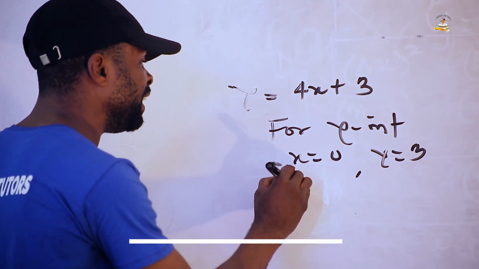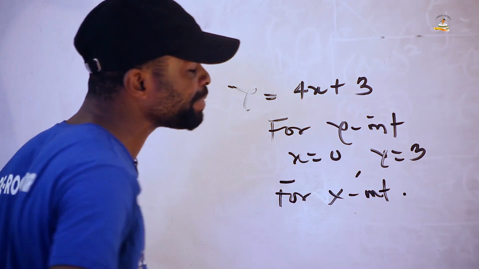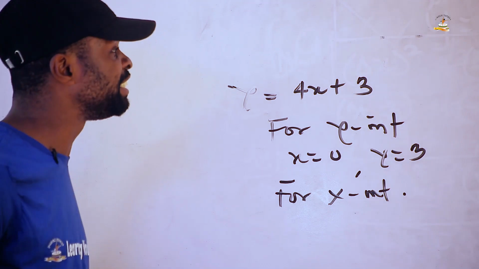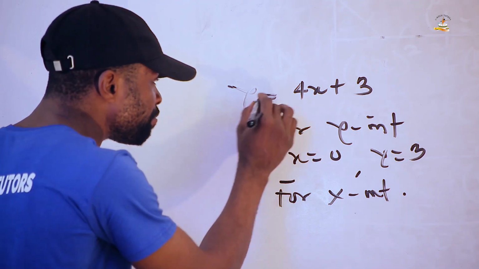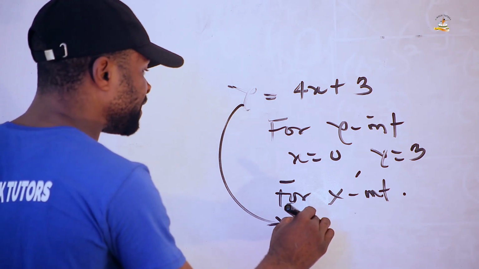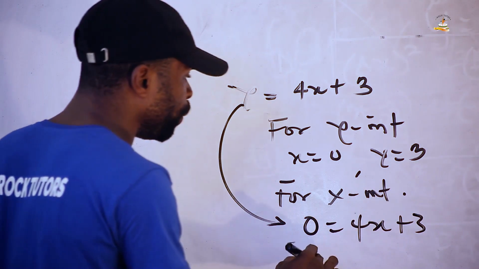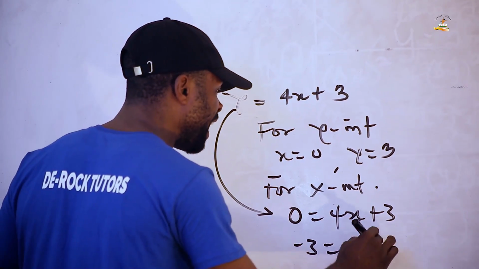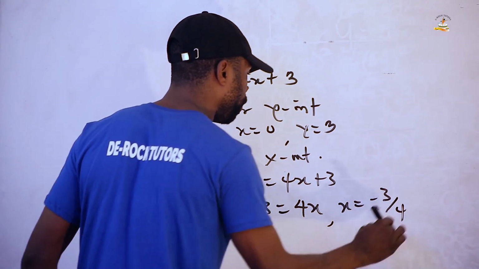The second one is for the x-intercept. For the x-intercept, the corresponding value of y is equal to 0. Then we proceed to obtain the value of x. If in the equation we put y equal to 0, we have 0 equal to 4x plus 3, and we have minus 3 equal to 4x. And as such, x is equal to minus 3 over 4.